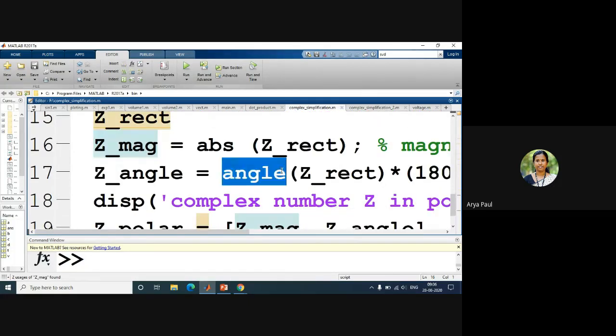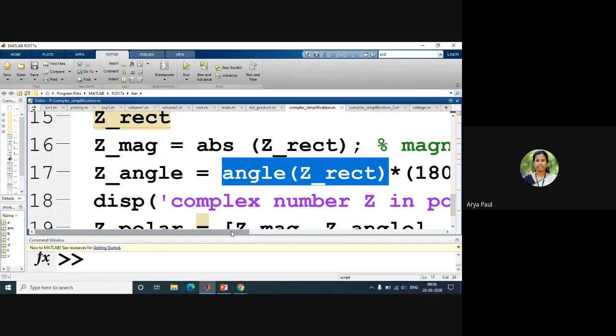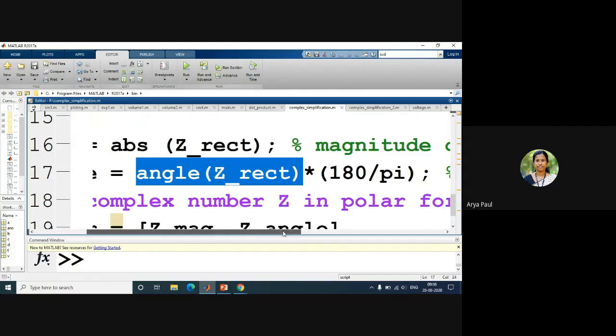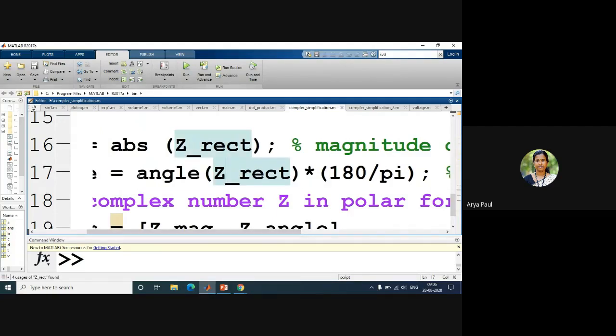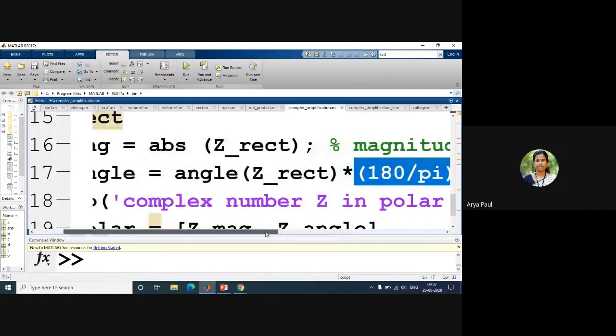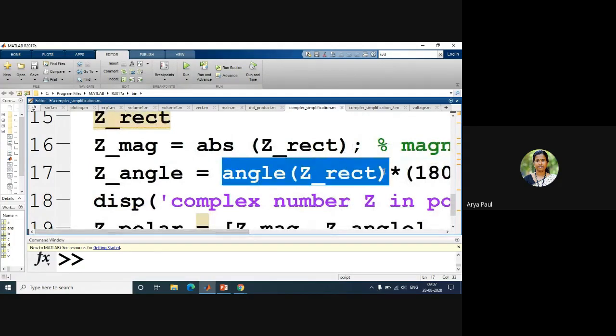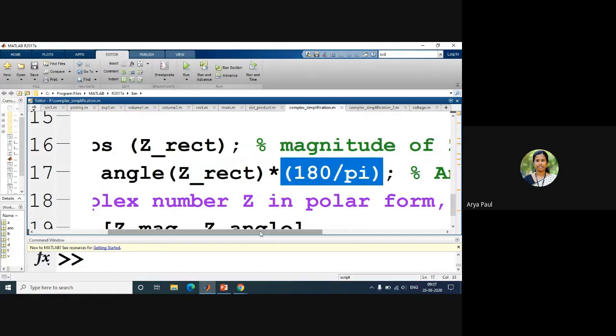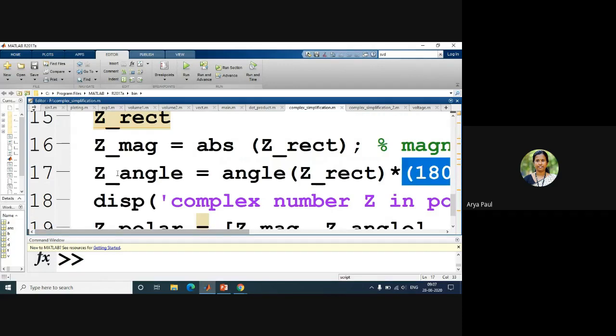And how can you find the angle? Angle of Z rect will give you the angle of the resultant complex number. Please be aware that the angle is given in radians, so you need to convert it into degrees by multiplying by the factor 180 by pi. That will fetch you the angle in degrees.